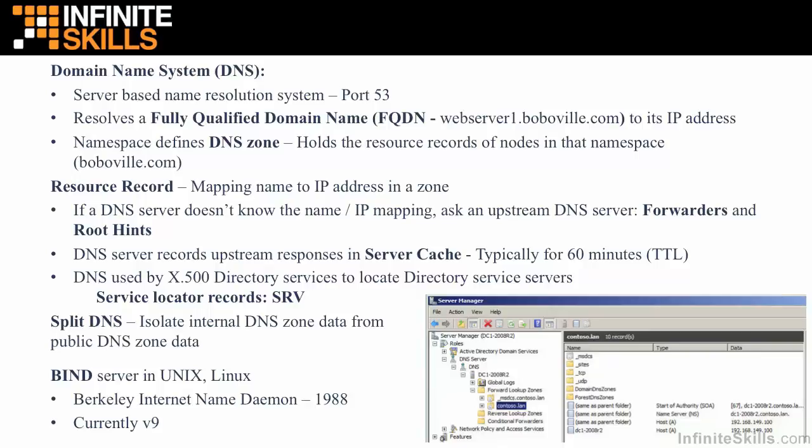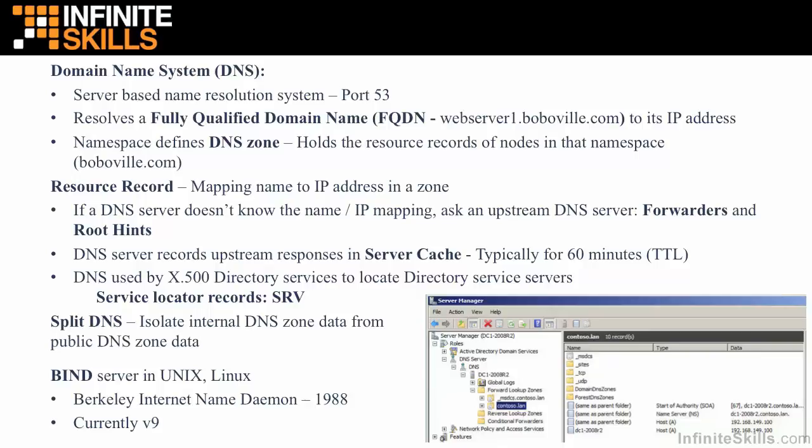So to support directory services, we must use DNS. The clients must be able to find that DNS server so that when they query for a domain controller to log into, if they can't get a hold of DNS, they can't log in, because that's the only way they know how to locate that domain controller is by looking for these SRV records for their namespace, like contoso.lan.